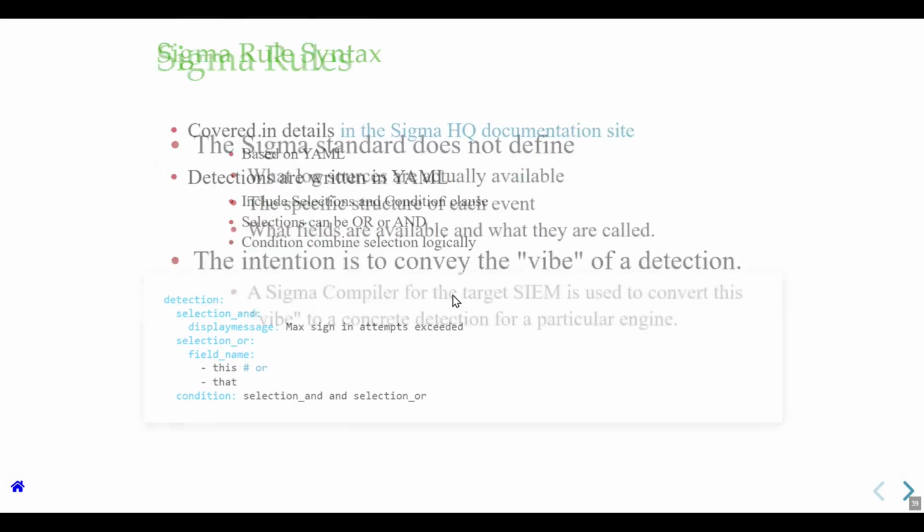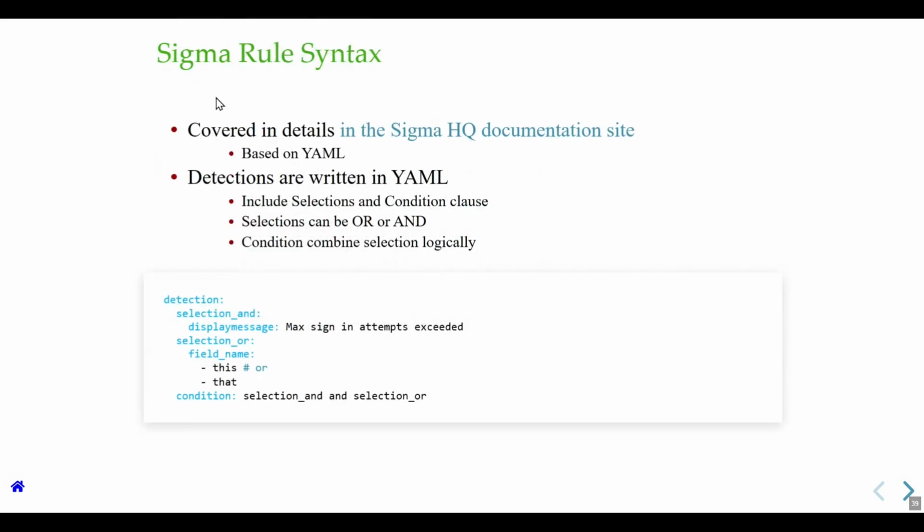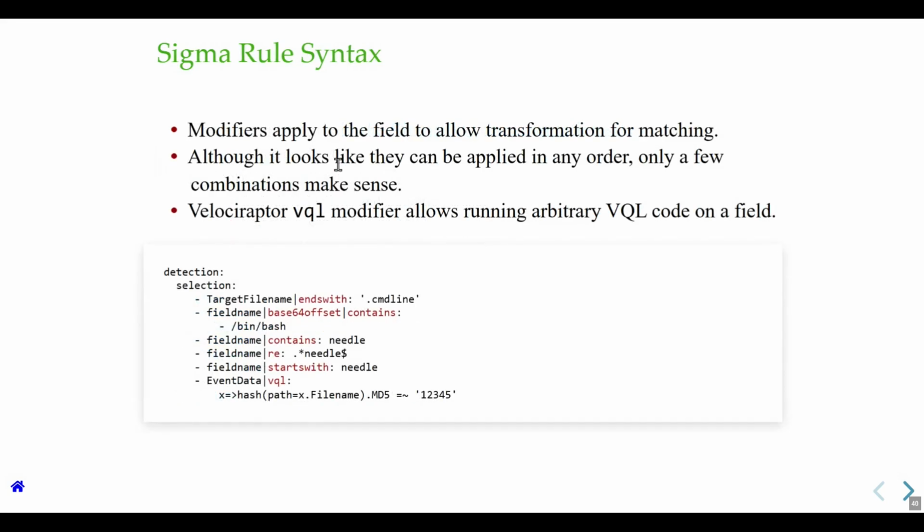Let's have a look at the Sigma rule syntax. If you look through the documentation site, it tells you all about the Sigma rule syntax. It's pretty simple. As I mentioned, it's in YAML. You can have multiple selections, and then you can combine them with conditions and so on. You can look at that link for more information about the particular format, but that's basically enough to get started. It's a pretty simple format.